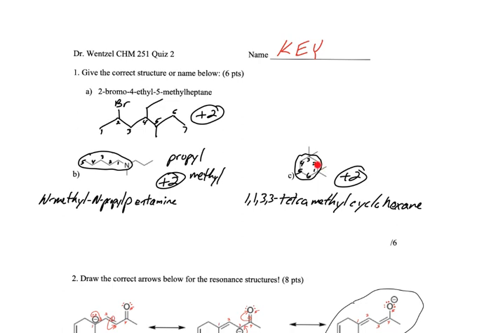Longest parent chain is the cyclo. The rings are always the parent chain. So it's the cyclohexane. And it has 1, 2, 3, 4 methyls. So it's tetramethyl. And one of the lowest numbers possible. So we say 1, 1, 3, 3. Tetramethyl cyclohexane. So you got to show all 4. You got to give numbers for all 4 methyls.